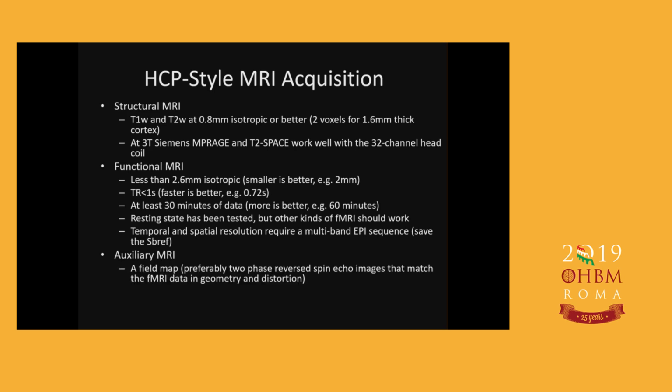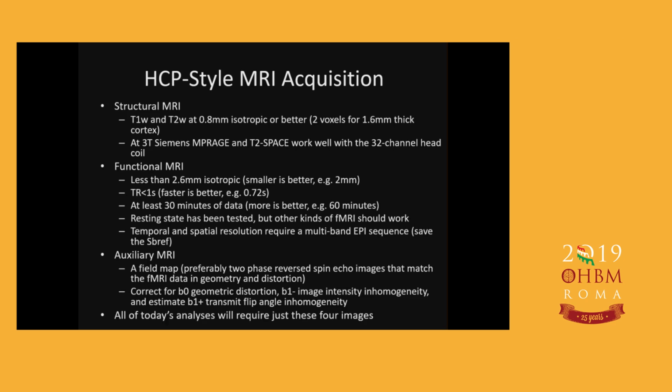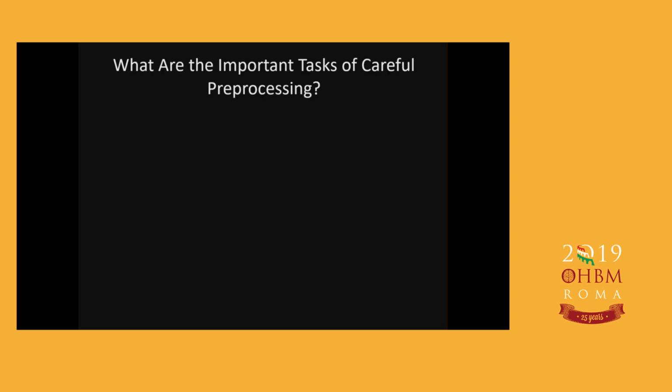One other sequence you want to get is some kind of a field map. We recommend 2-phase encoding reversed spin echo images that match the fMRI data in terms of the geometry and the distortion. And that allows us to correct the images for B0 generated geometric distortion, for intensity inhomogeneity from the receive field of the head coil, and we can even use this to estimate flip angle inhomogeneity, or B1+. So all of today's analyses will require only these images.